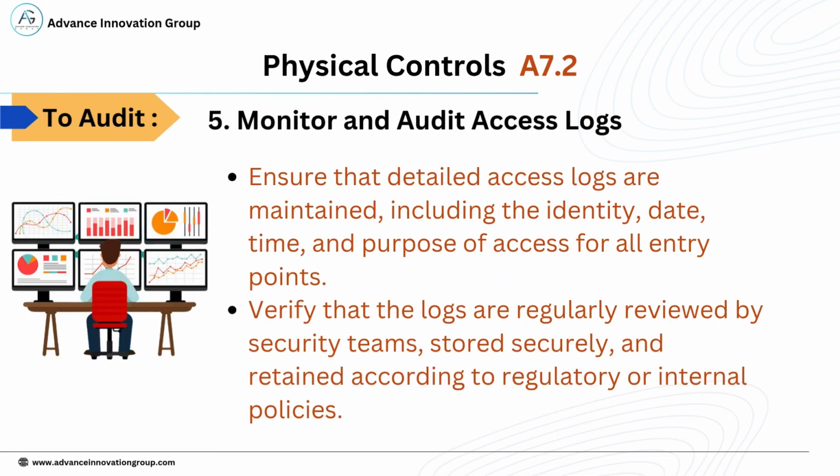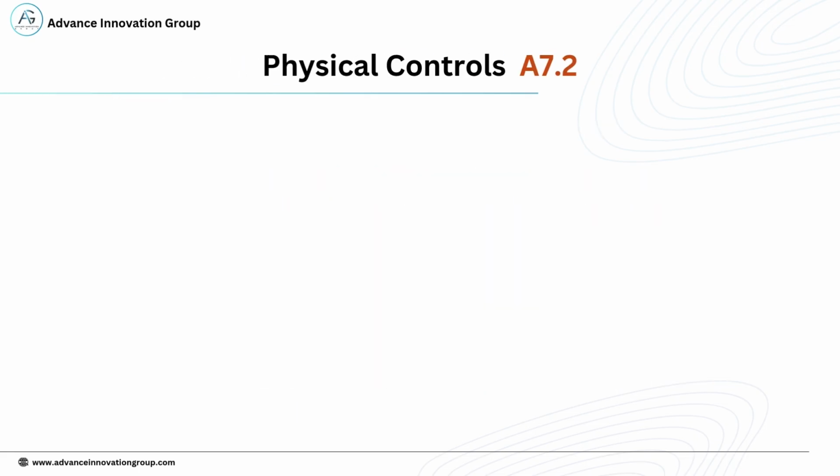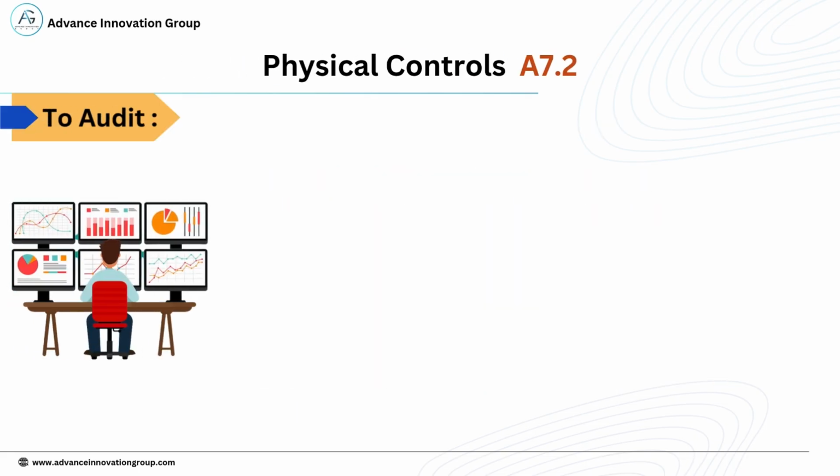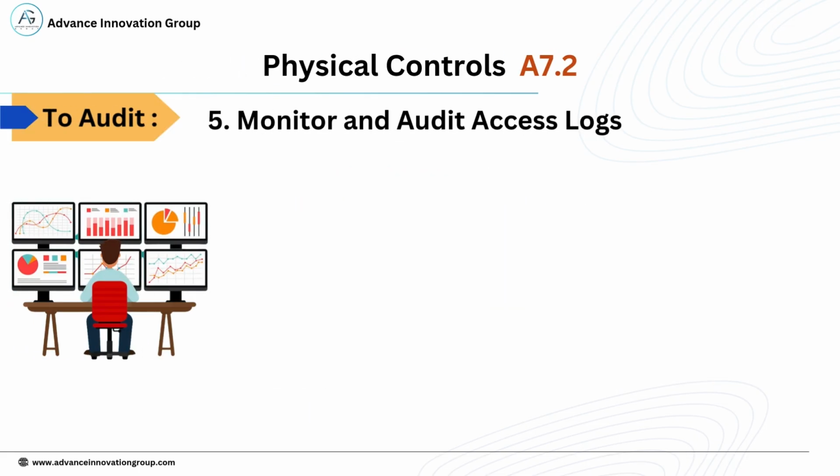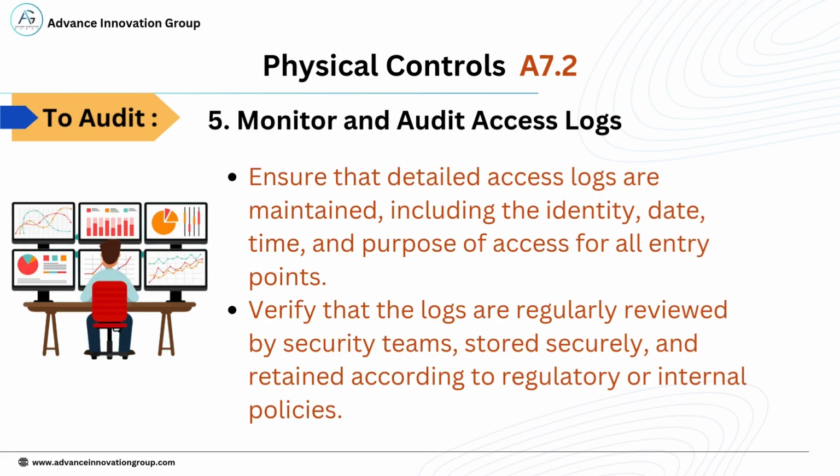Physical controls of 7.2. To audit. Fifth, monitor and audit access logs. Ensure that detailed access logs are maintained, including the identity, date, time, and purpose of access for all entry points. Verify that the logs are regularly reviewed by security teams, stored securely, and retained according to regulatory or internal policies.